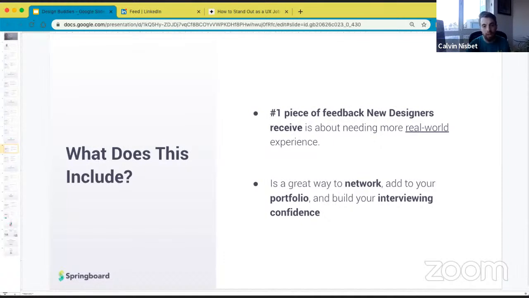And that's one thing, and not to get too promotional or anything like that, but we've really strived to incorporate at Springboard.